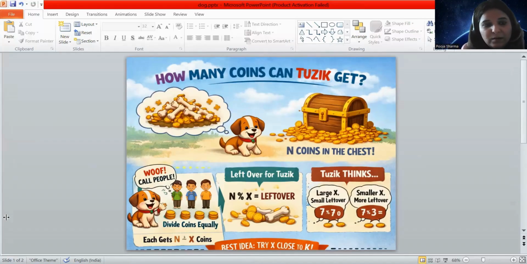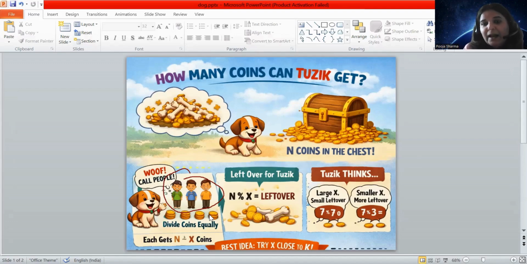And what is the logic behind it? As soon as he calls the people, say he called three people, those people come and divide the coins equally among each other. That's the criteria. However many people come, they divide it equally, and the leftover coins will be given to Tuzik. So you need to calculate the maximum leftover coins that you can get. The leftover coins are given to him.